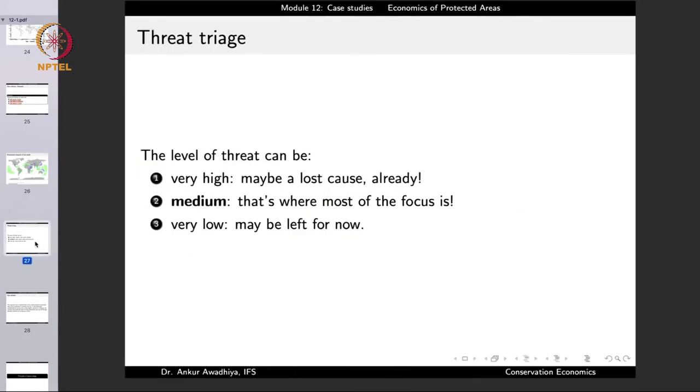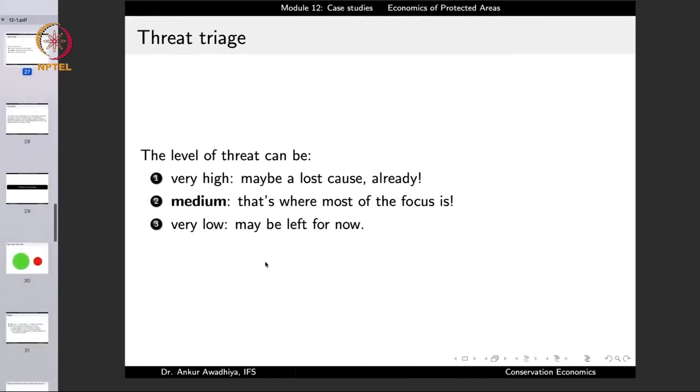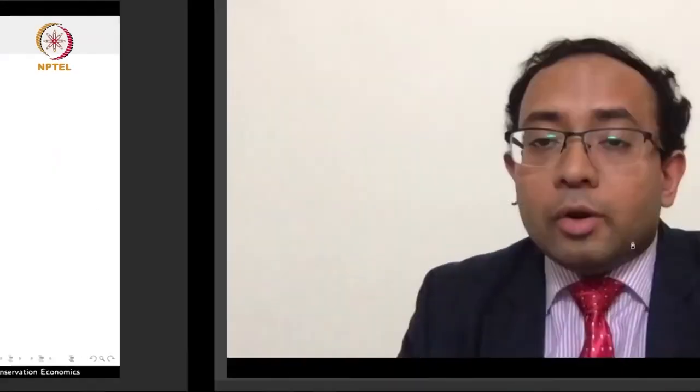And in this case, we should also have a look at the threat triage that we have. If there is an area that has a very high degree of threat, then probably it's already a lost cause. Because by the time you would be able to convert this area into a protected area, maybe set up mechanisms for the protection of this area, set up mechanisms for habitat management, by that time, because of the high level of threat, probably it would already have been taken over.